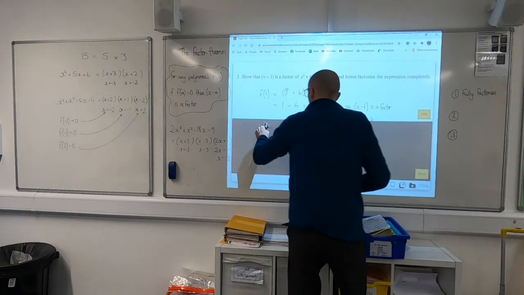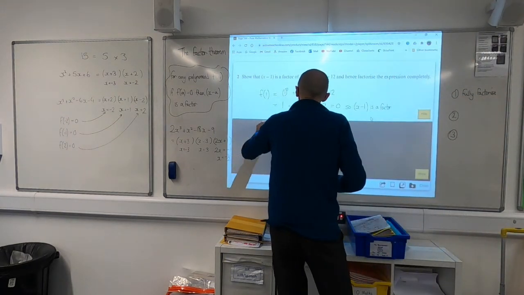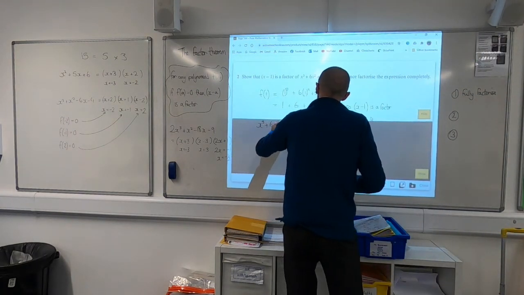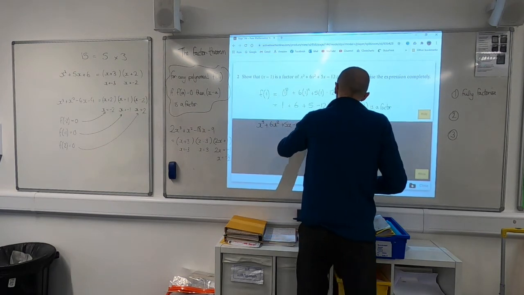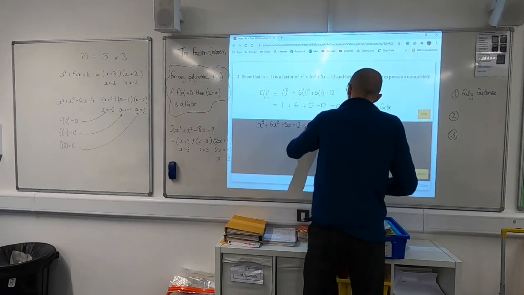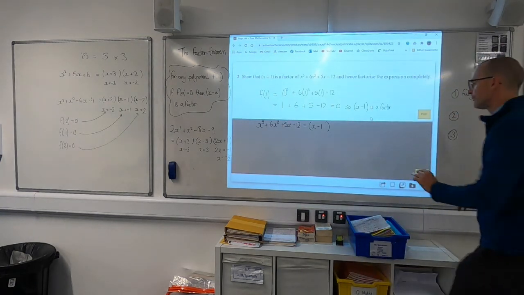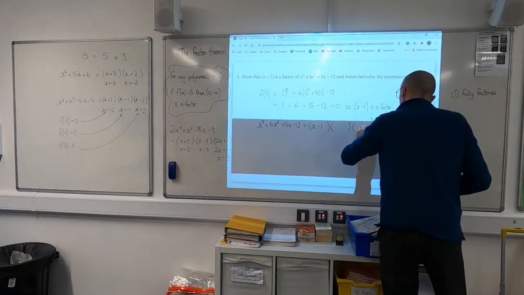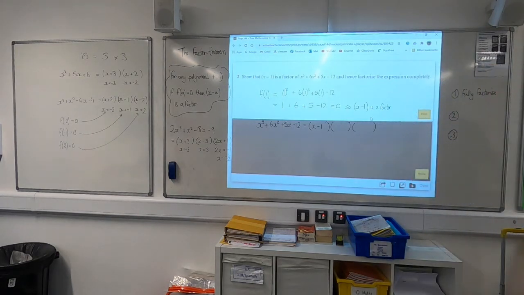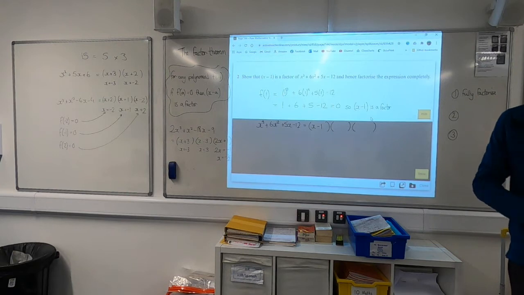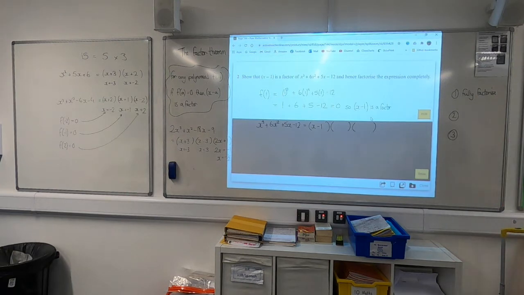Okay, so here's where we've got to. We've got this polynomial, and I know that x minus 1 is a factor. But I'm no closer to the other two. We are close to the other two because we could use the table function, but we're not going to. So here's what we do, and it's a really neat technique. I really like this technique.